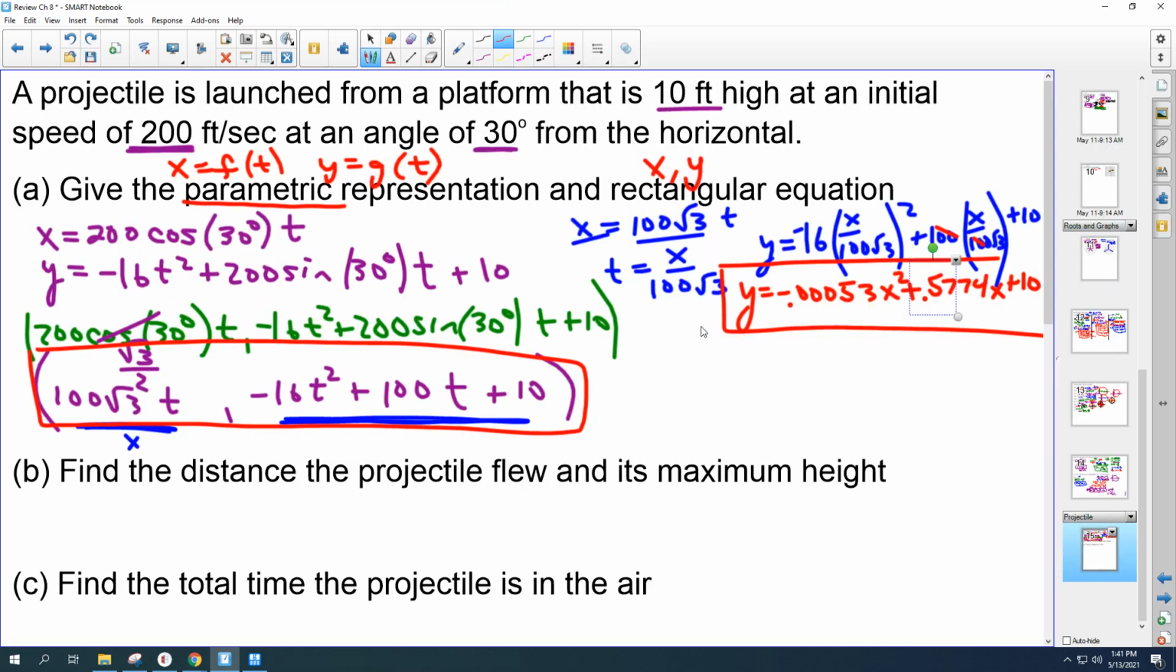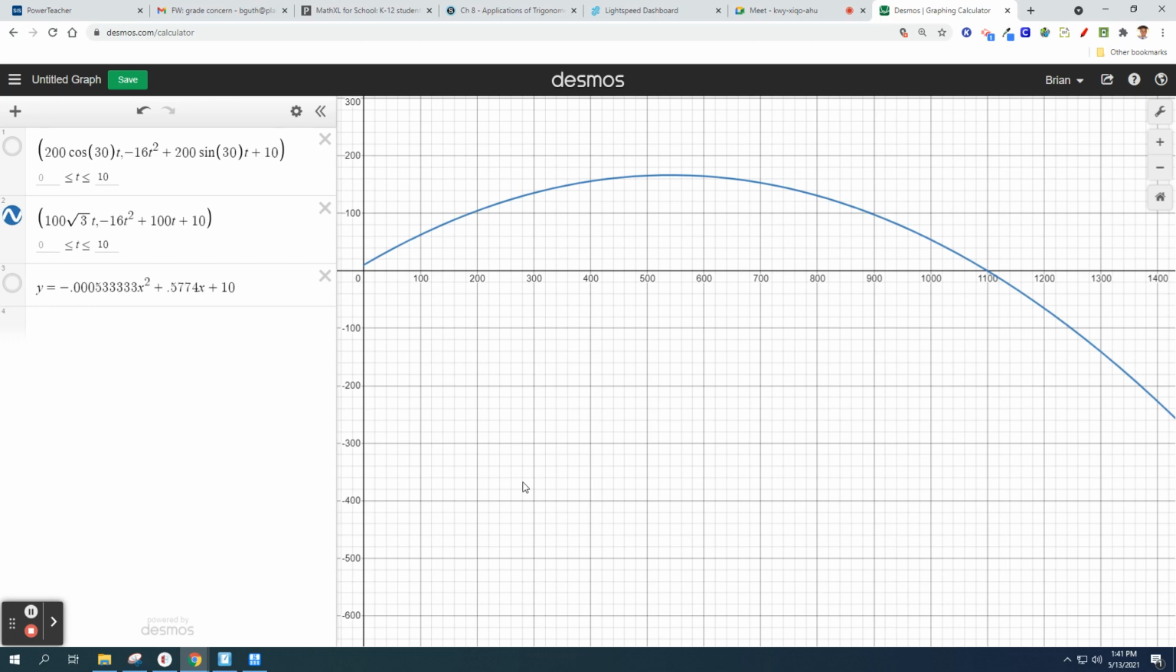So we've got parametric, we've got rectangular. Now find the distance the projectile flew and its maximum height. Well, that's just what I was showing you a second ago. The distance it flew is going to be right here. 1099.7.